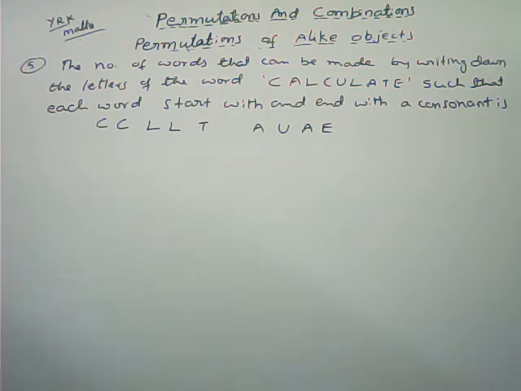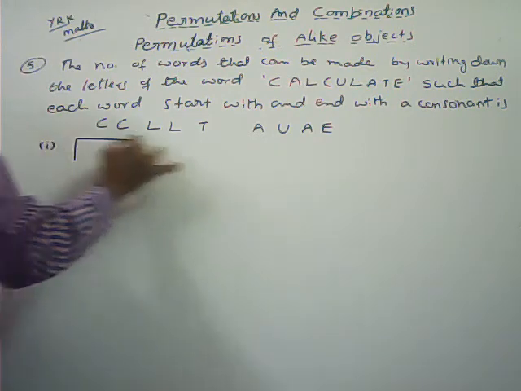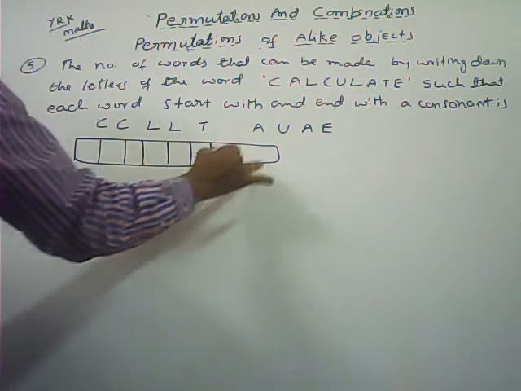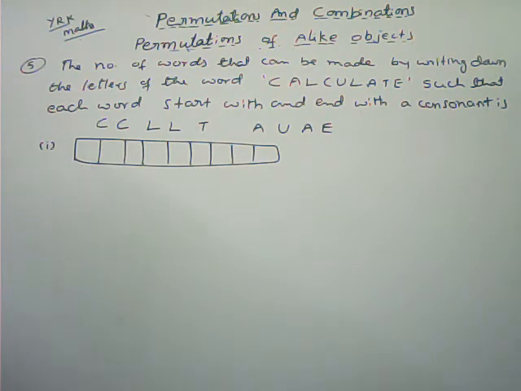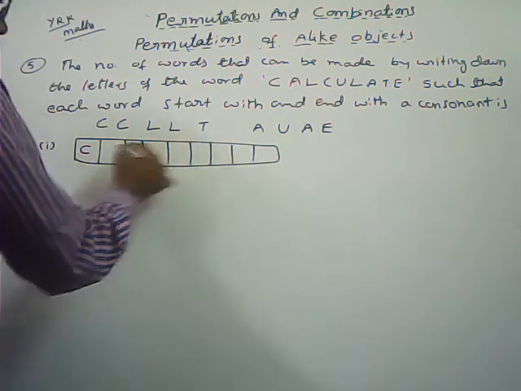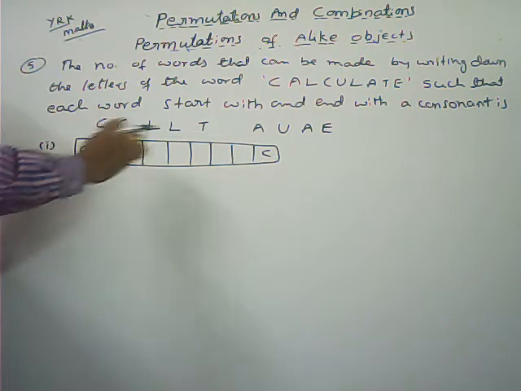Here we can take case-wise. We want 9-letter words: 1, 2, 3, 4, 5, 6, 7, 8, 9. First, each word starts and ends with a consonant. Here I am writing all the possibilities. For example, here I am keeping C, and here also I am keeping C. Some are different and some are alike. That's why we have to take all as different first, that is very simple only.